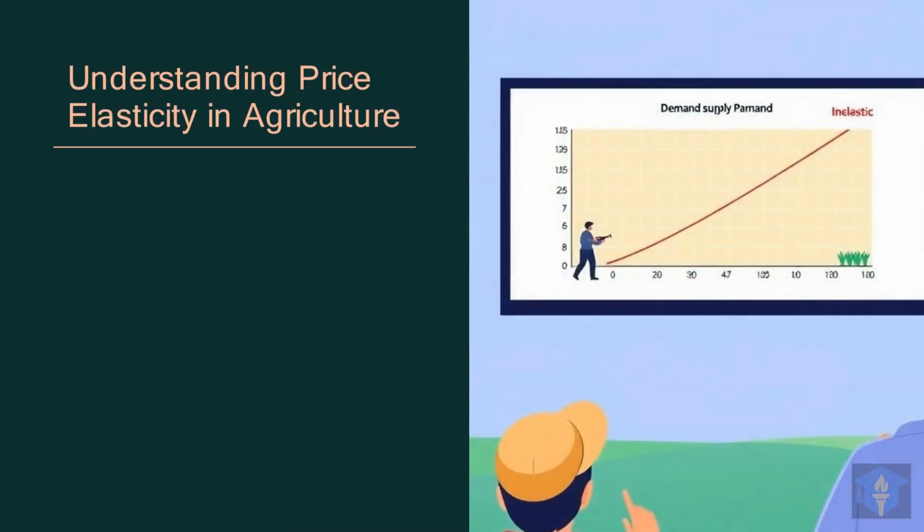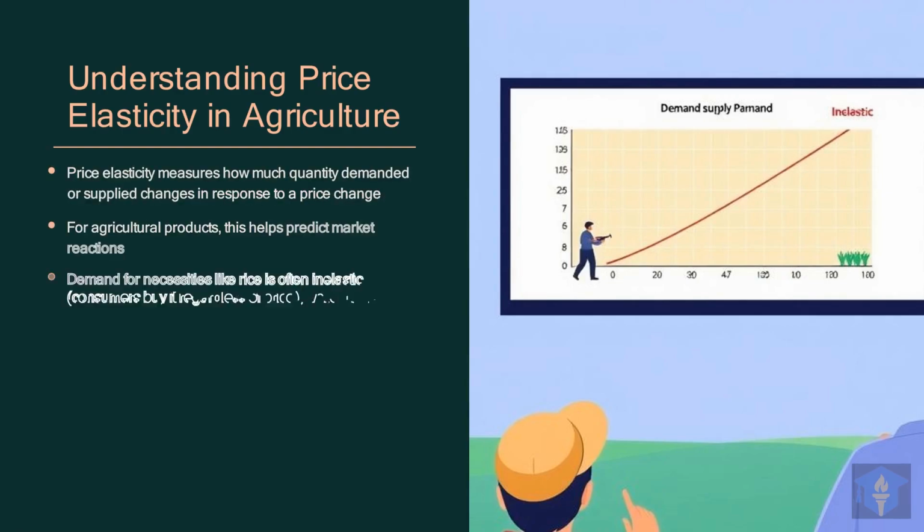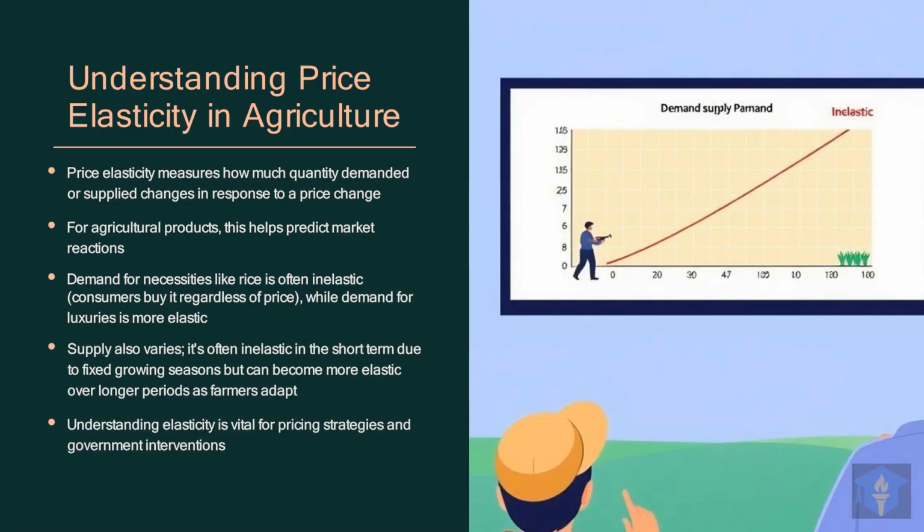Now, let's understand price elasticity in agricultural markets and how responsive they are. How do markets react when prices change? That's what elasticity helps us understand. Price elasticity measures how much quantity demanded or supplied changes when prices shift. For agricultural goods, this helps predict market reactions.